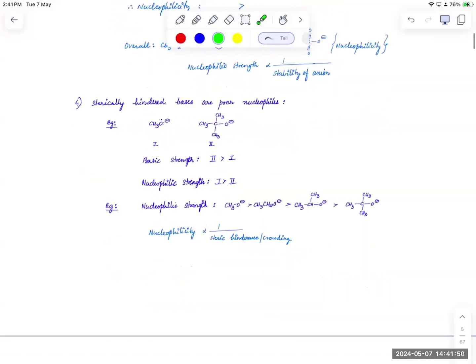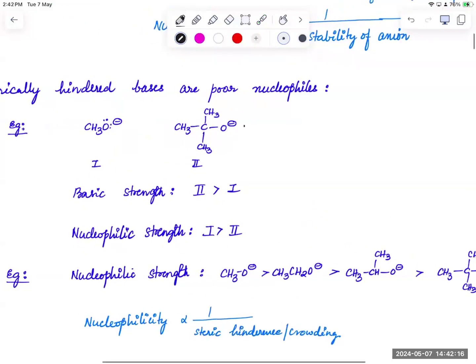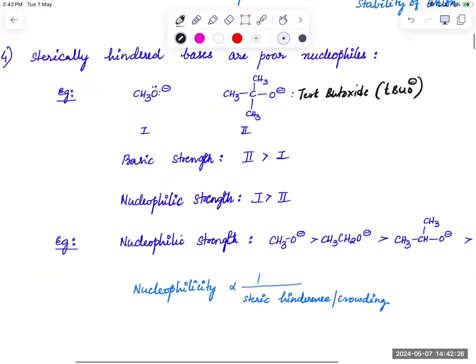Sterically hindered bases are poor nucleophiles. For example, if you notice this one, both the connections are from the oxygen end only, and these are both alcohol families. Within the alcohol family, basic strength depends upon how many donating groups we have. More donating groups means more basic nature. So the second is highly basic compared to the first one. The second one, in fact, is called tert butoxide, which is generally written as tBuO minus.